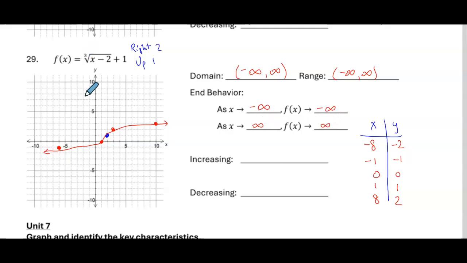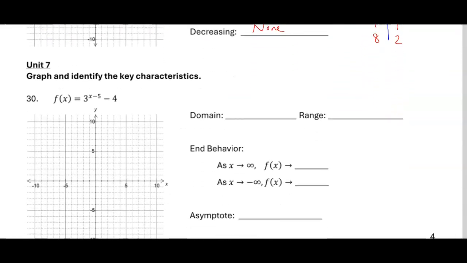Had this been a negative in front, the graph would have gone the other way, and then these would have been reversed. All right, this thing is increasing at all times, and it's never decreasing. This will be one or the other in a cube graph, because it doesn't change directions.